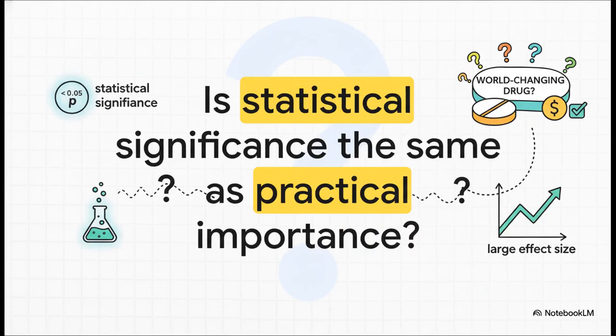And that brings us to one last really important question to chew on. Just because a result is statistically significant, does that automatically mean it's important in the real world? Not at all. Significance just tells you that an effect is probably real and not due to chance. It doesn't tell you how big or how meaningful that effect is. And telling the difference between those two things, well, that's the next step in really thinking like a scientist.